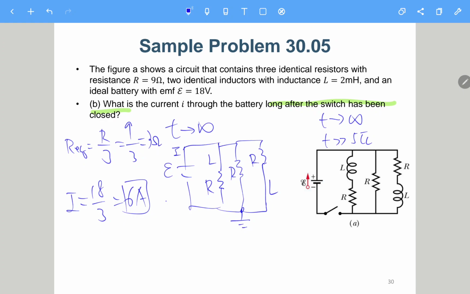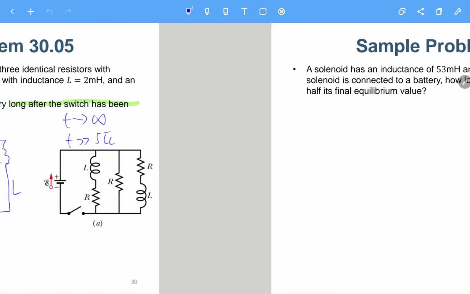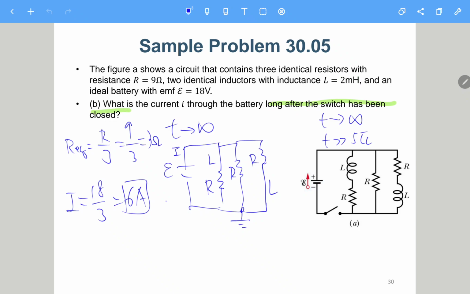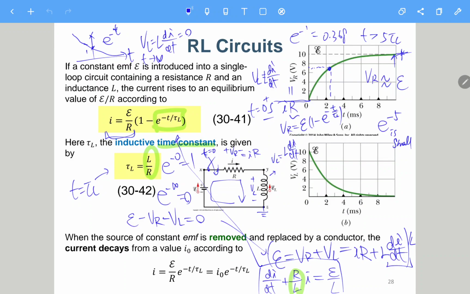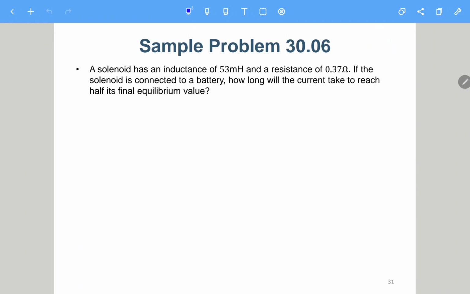Okay, so this is a sample problem about the inductor characteristic. For A and B, we only consider t equals 0 plus and t equals infinity. If you would like to consider any t in between, you need to seek the differential equation and solve it. But we'll learn this later.